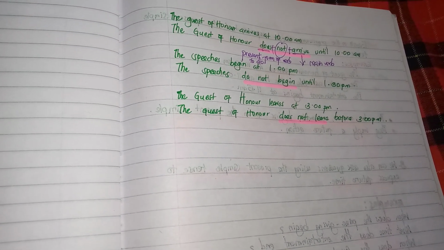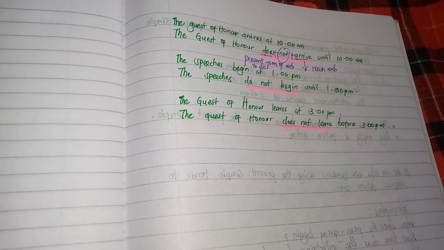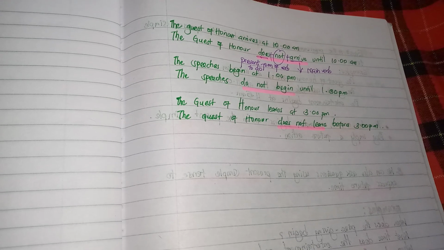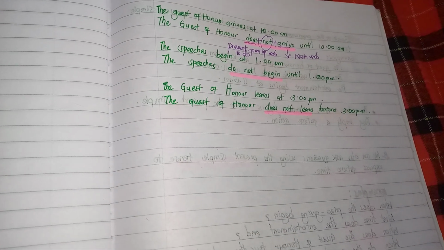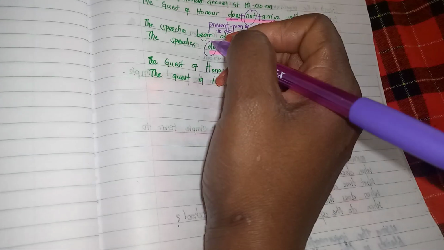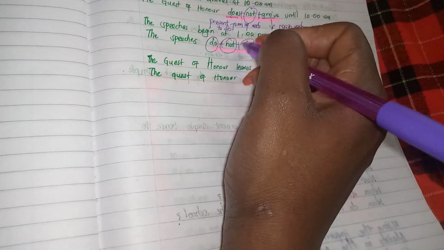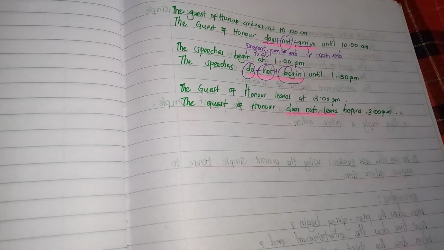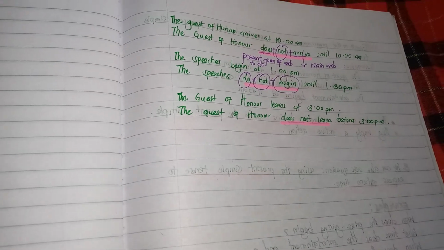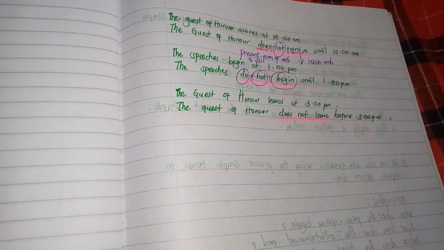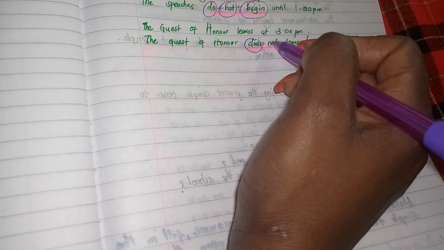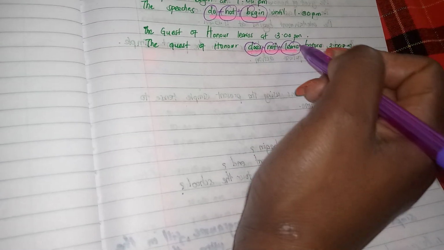Another example, the speeches begin at 1 p.m. Here we have the speeches do not begin until 1 p.m. We have here the form of the verb to do plus not plus the main verb begin. The guest of honor leaves at 3 p.m. And so, we have the guest of honor does not leave before 3 p.m. We have here the form of the verb to do plus not plus the main verb.